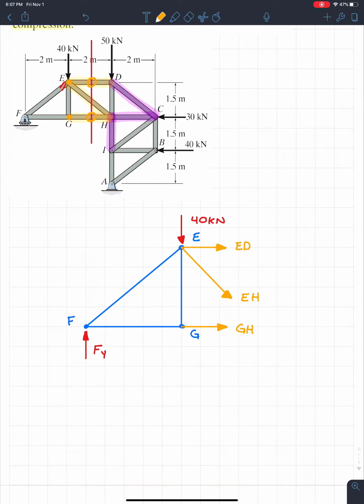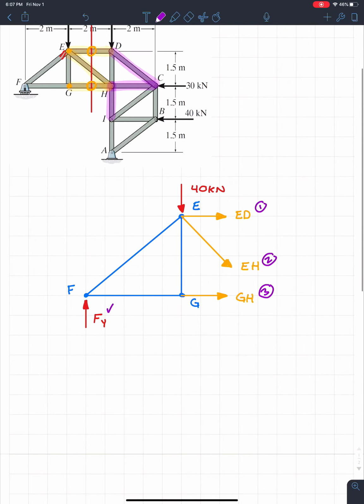Remember, the first step is always to solve for your support condition, so I will already know Fy at this point. If I look at this, I have 1, 2, 3 unknowns. And remember that we also have 3 equilibrium equations: the sum of the forces in X equals 0, the sum of the forces in Y equals 0, and the sum of the moments about any point equals 0. So 3 equations and 3 unknowns, I would actually be able to solve this.